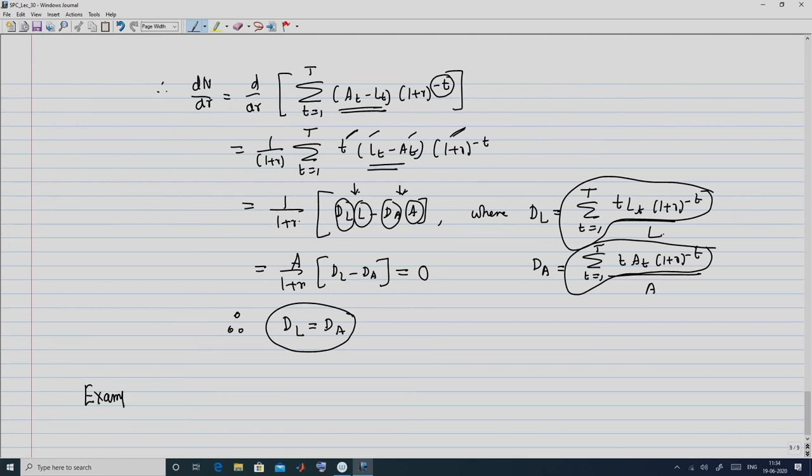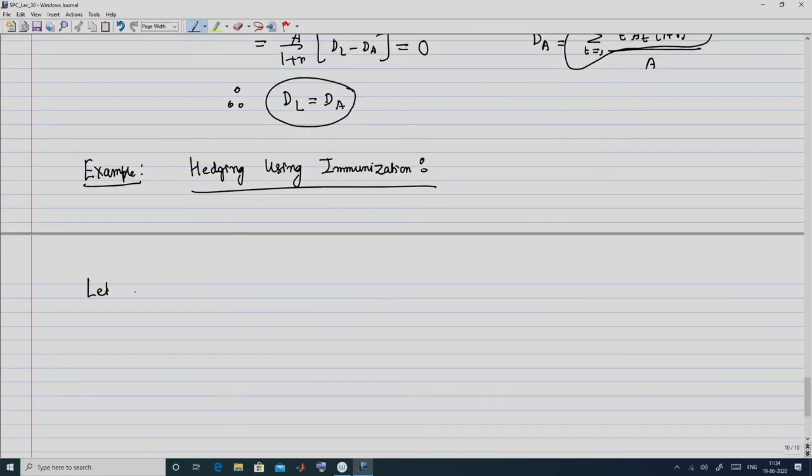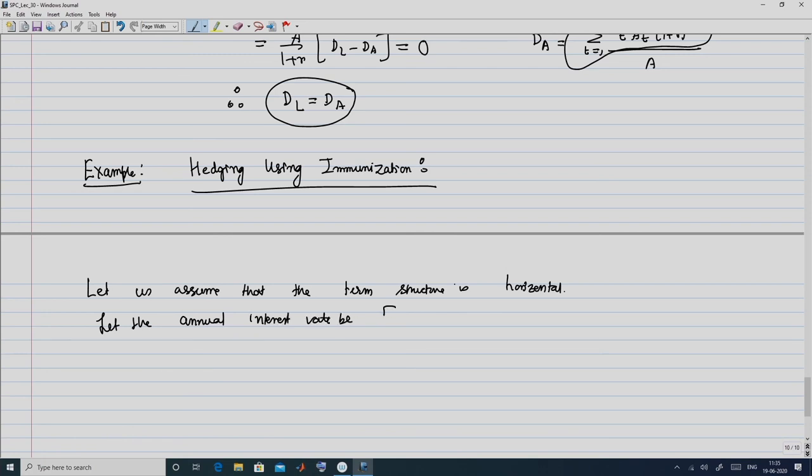Okay, so next we look at another example, the last example, and this is on hedging using immunization. So, here let us have the problem set up. Let us assume that the term structure is horizontal, and let the annual interest rate be 5%. So, that means there is a 5% interest rate for all maturities, because I have assumed that the term structure is horizontal.